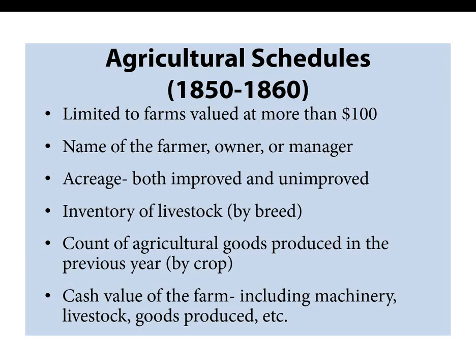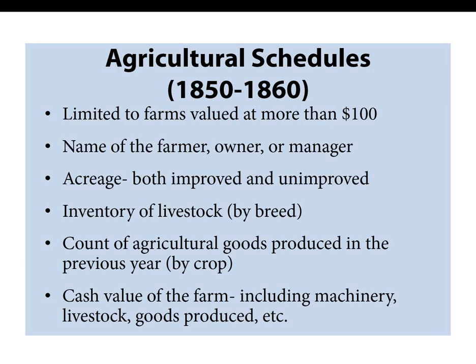We get information about acreage, so what's been improved and what's not been improved. We know about the livestock that's present on the farm, and then we get information about it by breed. So is it chickens, cows, horses, all of that's included. We get a count of the agricultural goods produced in the previous year, and then a cash value of the farm.